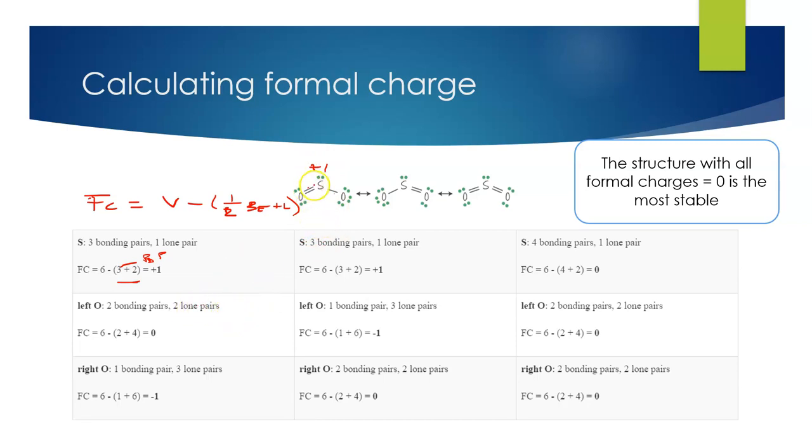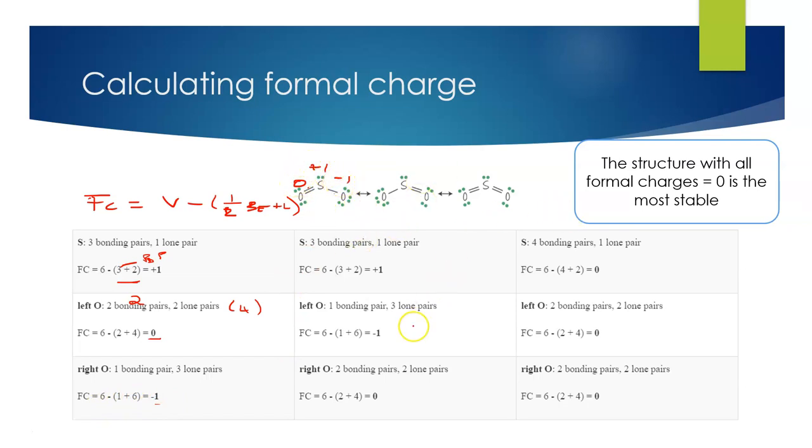The left oxygen has 2 bonding pairs and 2 lone pairs. So this is going to be 4 electrons that are bound up in lone pairs, and then we have 2 bonding pairs, so 4 divided by 2 is 2. So we're going to have 6 minus 6 is going to be 0. And then on the other oxygen, we only have 1 bonding pair now. So this is going to change to 1 plus 6. So we're going to have 6 minus 7 is going to be minus 1. So we have 0, plus 1 and minus 1.